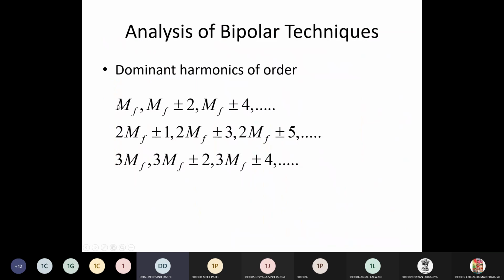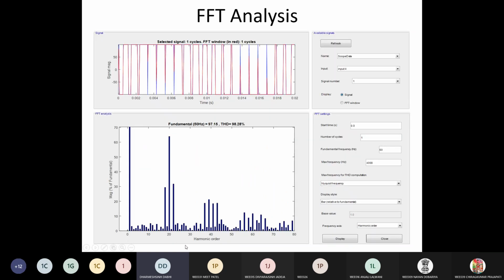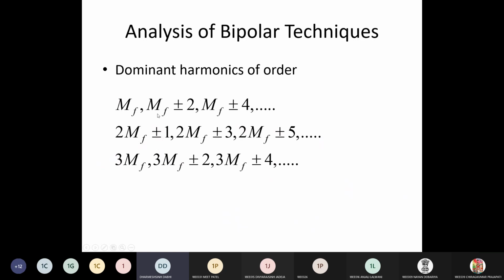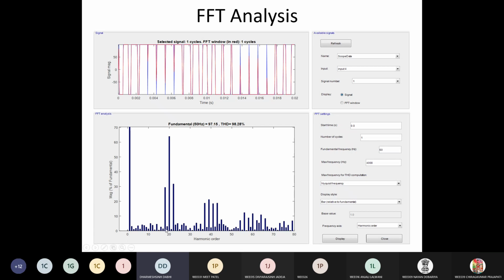So the first dominant harmonic is the 20th order, which you can also check in the FFT analysis here. The 20th order is the highest order of harmonics. Clear? Then the second dominant harmonics are at MF plus minus 2, it means 20 plus minus 2, which is 18 and 22. You can see that this is the 18th order and this is the 22nd order.